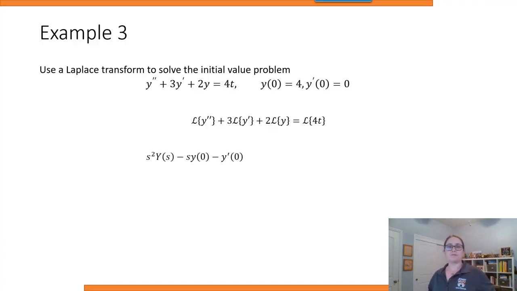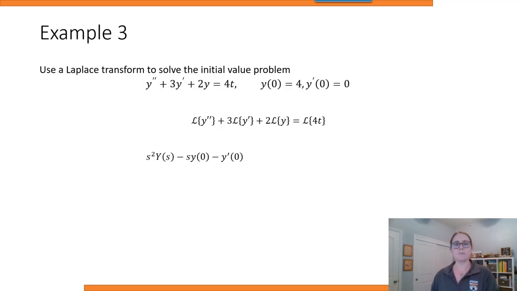Okay, so first off, that Laplace of y double prime. My n here is 2 using that formula for the Laplace of a derivative. So I'm going to have s squared times y of s minus s to the first times y of 0 minus y prime of 0. So I only needed 3 terms for that second derivative to get down to an s to the 0 power on that last term.